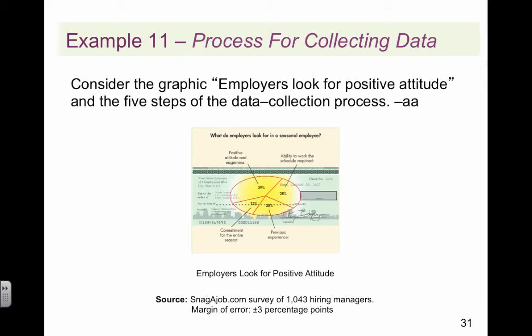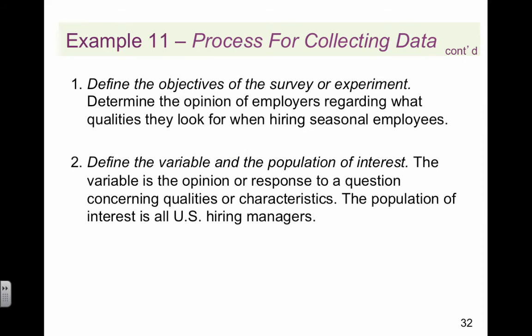So let's consider something like example 11. So, employers look for positive attitude. So it says here at the top, what do employers look for in a seasonal employee? And number one for them is positive attitude and eagerness. So let's define the objectives for collecting data. The first one is, our objective is to find the opinion of employers regarding seasonal employees. Then we want to define the variable and the population of interest. The variable is the response to the question. That's what we want to know, the opinion of the employer. And the population of interest is everyone in the U.S. who hires seasonal employees.